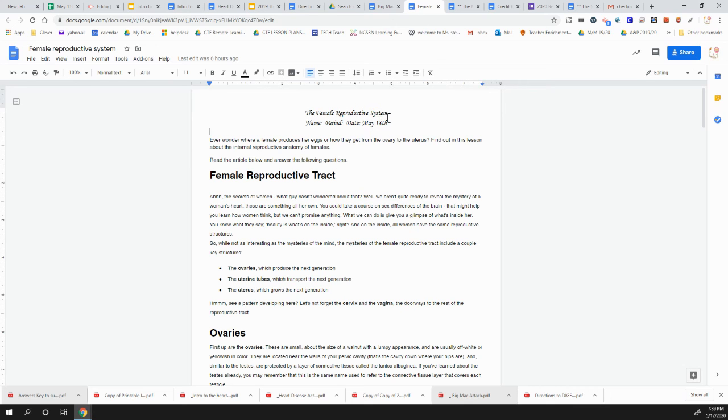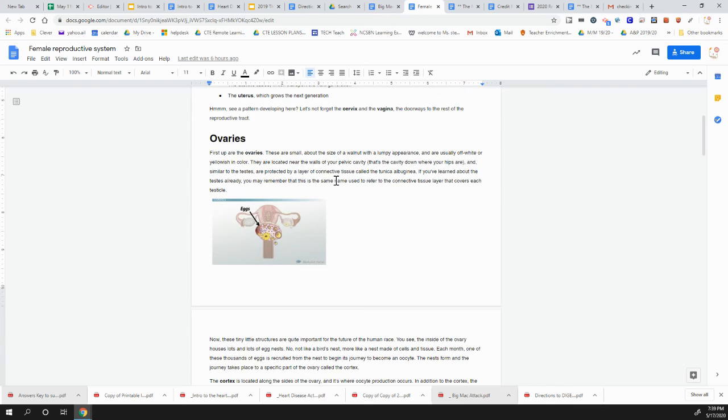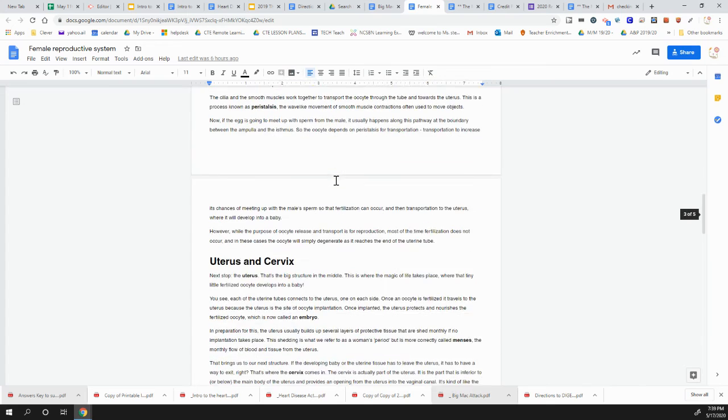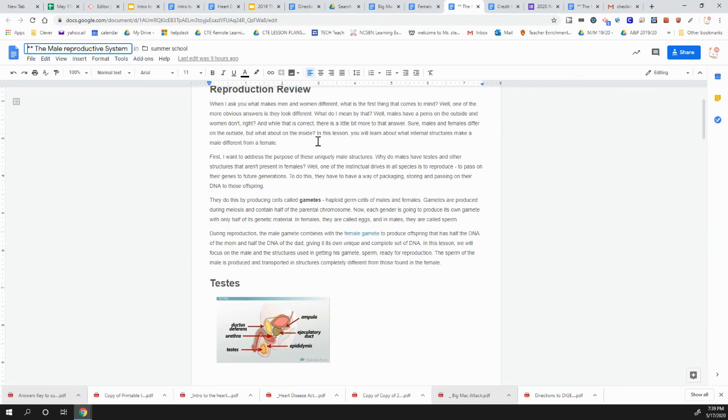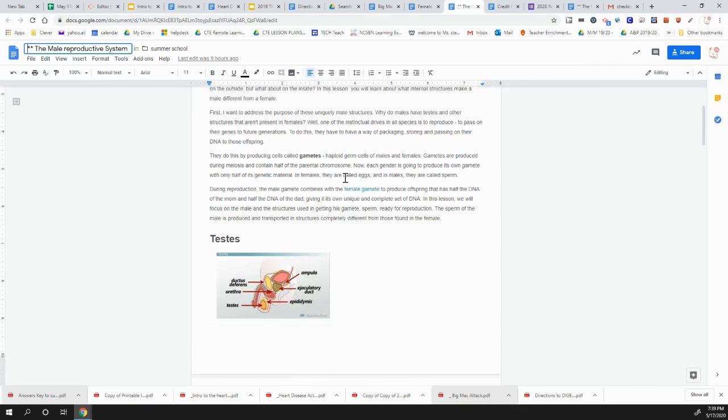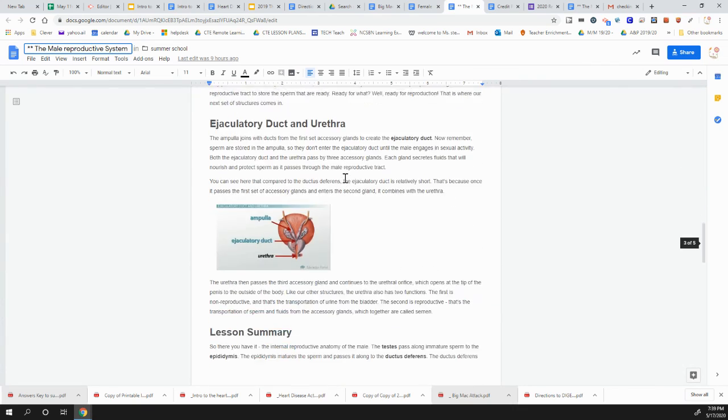Female reproductive system, you're going to read through the article and answer the questions, right? Now, the one thing you might have to look up is this structure right here. This is a picture of the female reproductive tract. Label the structures in the diagram. So what's number 1? What's number 2, 3? So you might need to do a little research and look that up and see if you can come up with the right answers. And then we have the male reproductive system. Same thing, exactly the same thing.